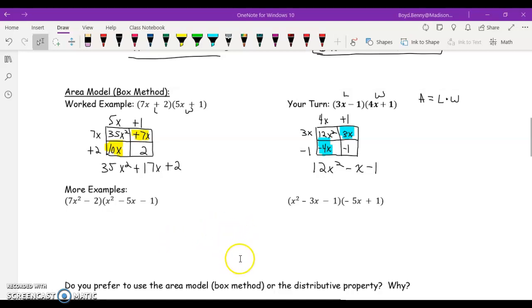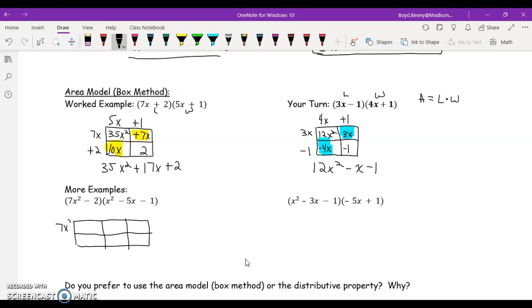Okay, I'm only going to do one of these examples down here. So I think I'll do the first one. This is a binomial times a trinomial. So the box I draw will be 2 rows high and 3 wide. So 7x squared minus 2 will go down the left-hand side. X squared minus 5x minus 1 goes across the top.